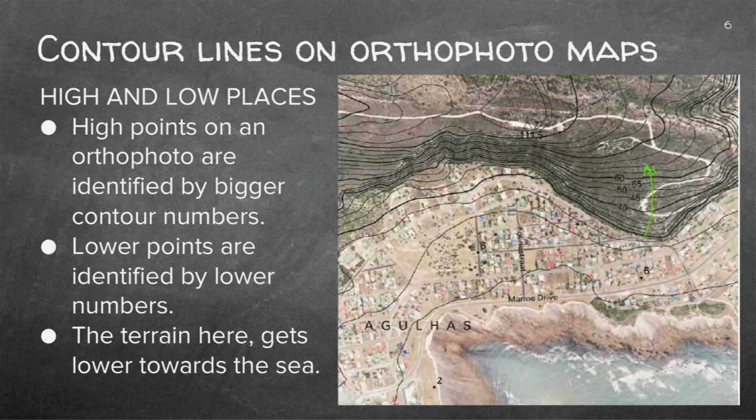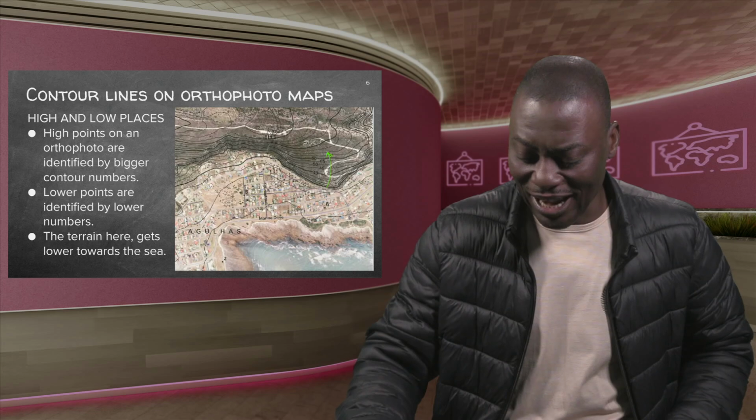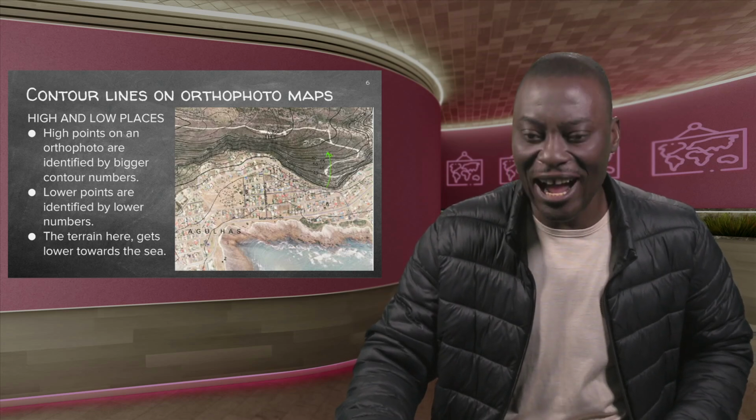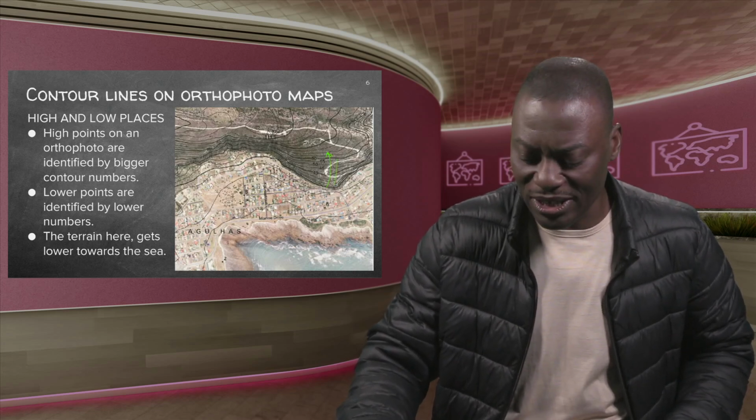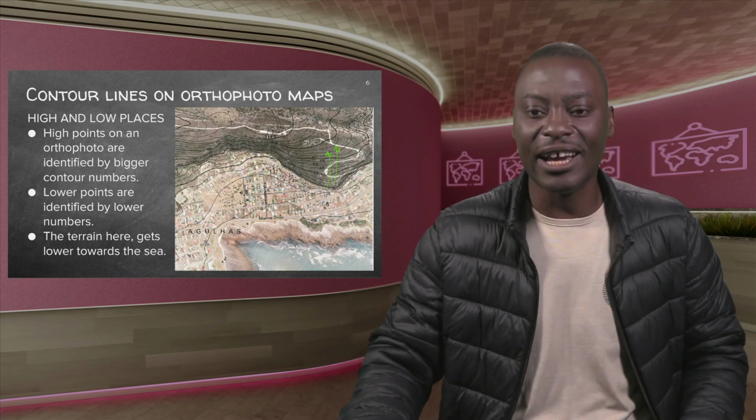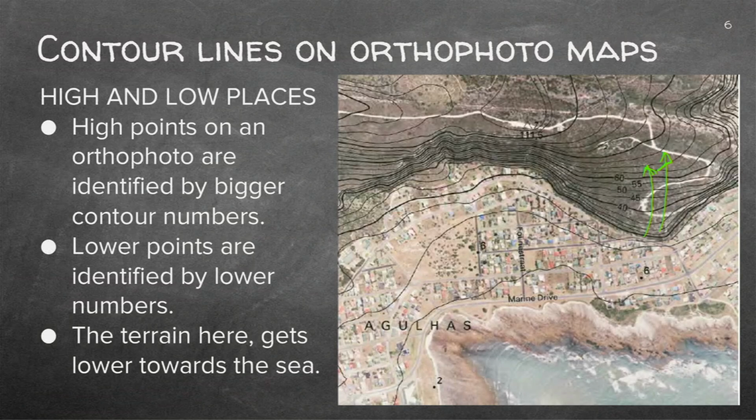If the numbers are increasing in that direction, it only means that that land is increasing in height as you go up this way. It's increasing in height, okay? But if as you were going up that way, the number was going down or decreasing, then it will tell you that this is a depression and the land here is going down.